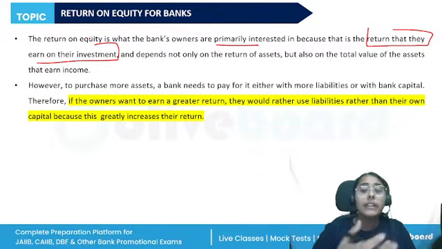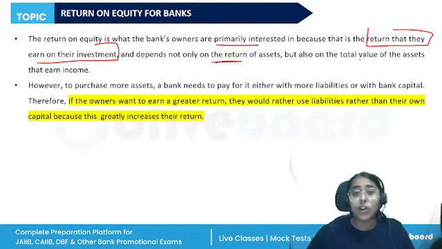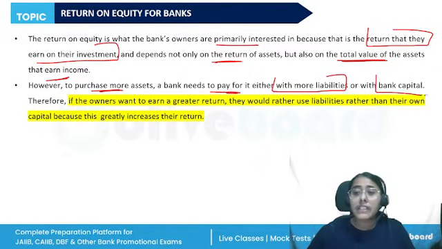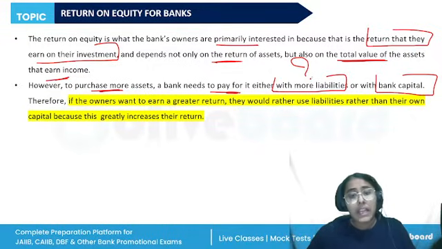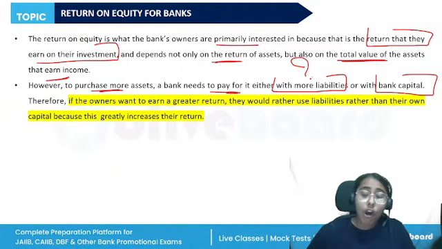And it not only depends on the return on assets but also on the total value of the assets that earn income. But if banks want to purchase more assets, they will have to pay for it either with more liabilities or with the bank's capital. Now, when will it be more profitable for the banks? When they use their liabilities to pay for the assets or when they use their own capital to pay for the assets.